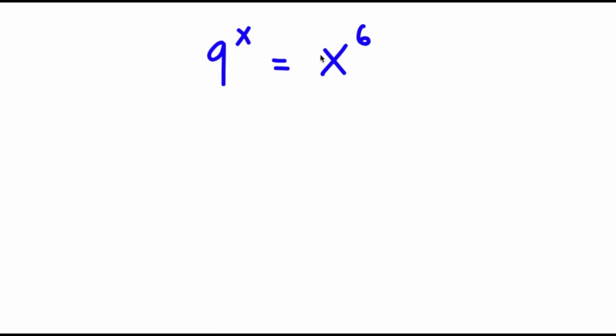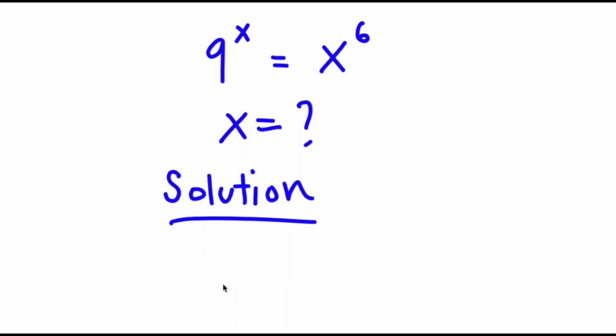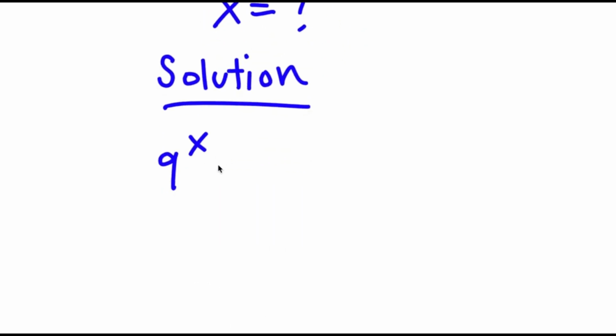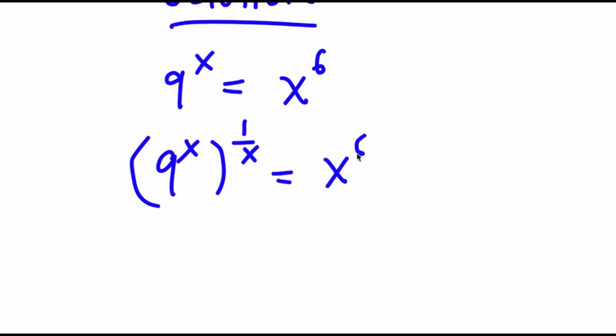Alright, so in this problem, I have 9 to the power of x is equal to x to the power of 6. Now I'm going to find the value of x. So for my solution, start with 9 to the power of x is equal to x to the power of 6. And I'm actually going to take the power of 1 over x on both sides. So now I have (9 to the power of x) to the power of 1 over x is equal to (x to the power of 6) to the power of 1 over x.